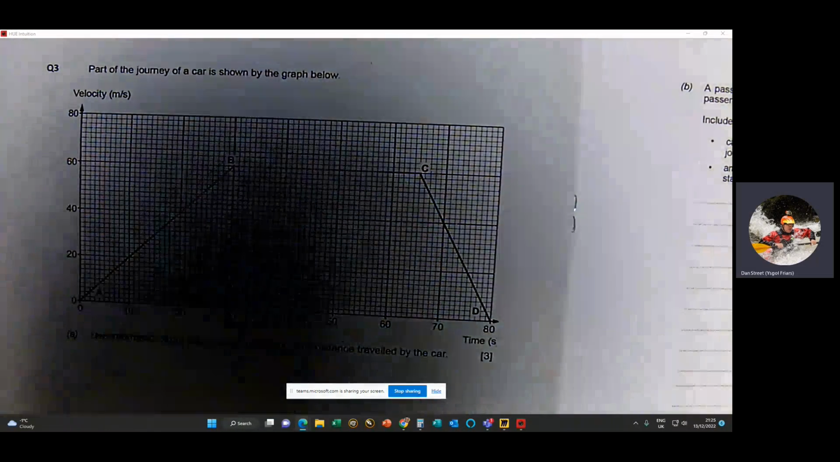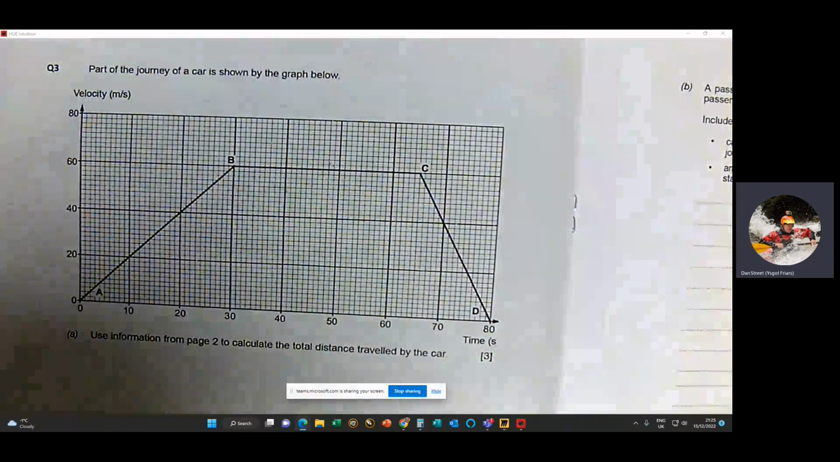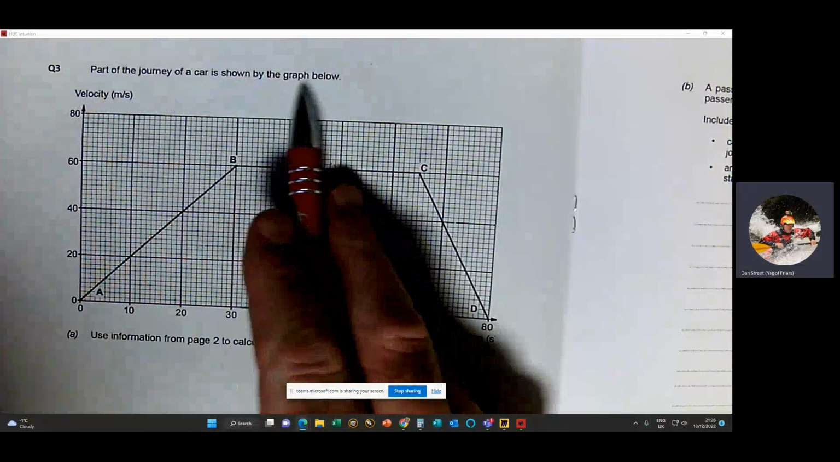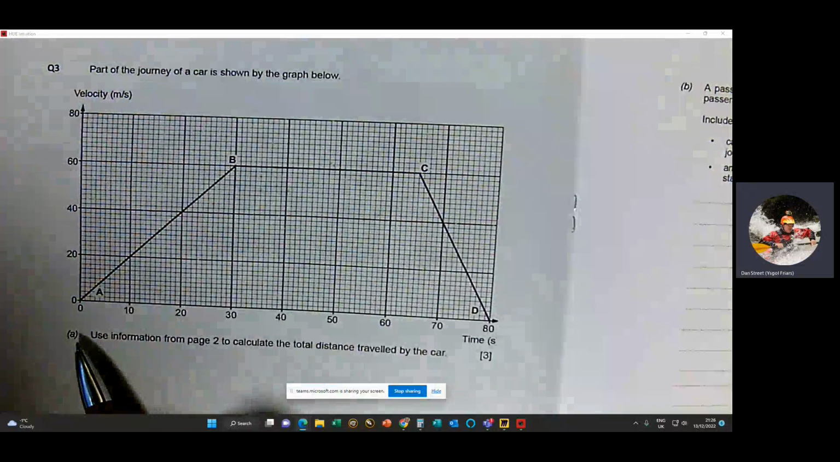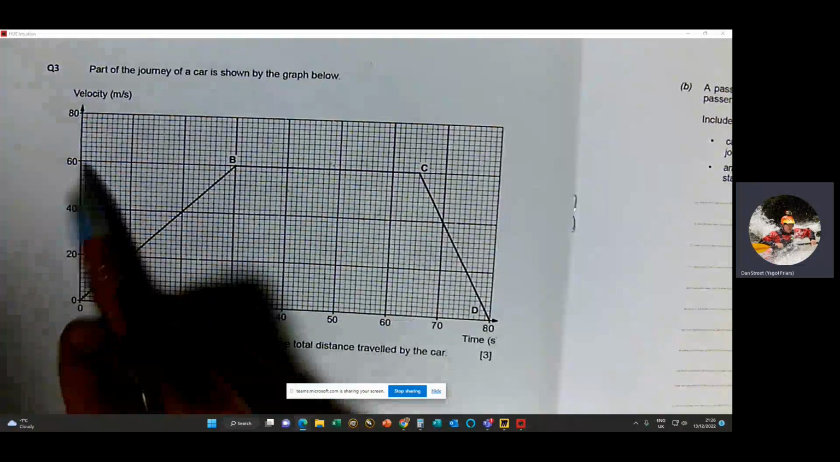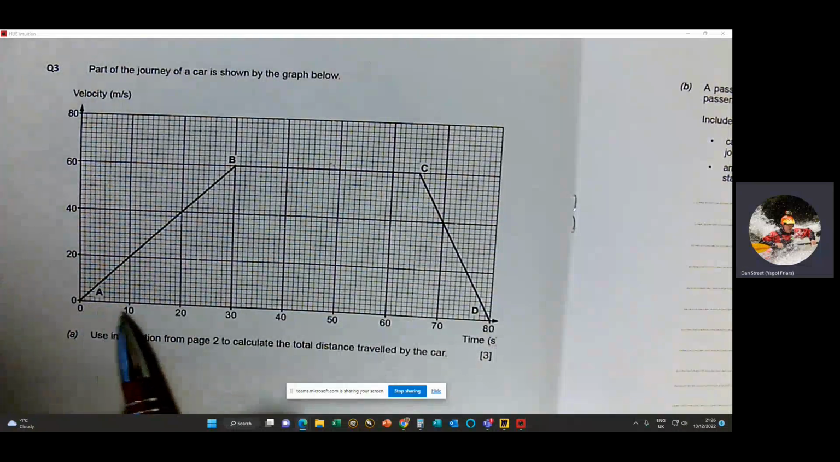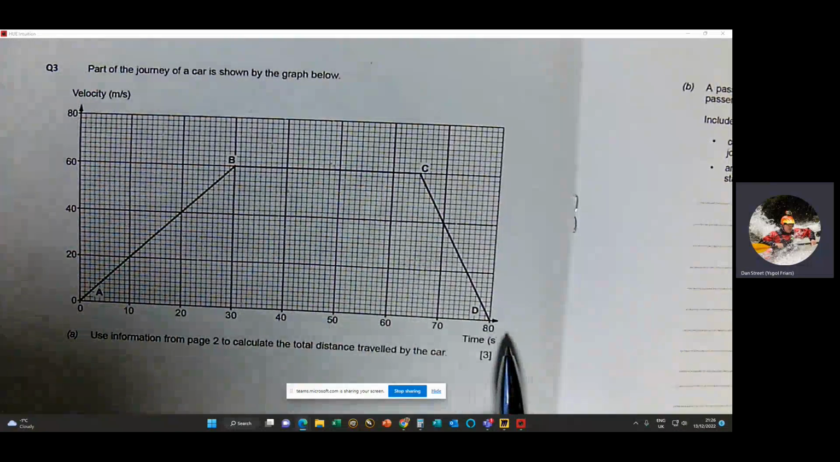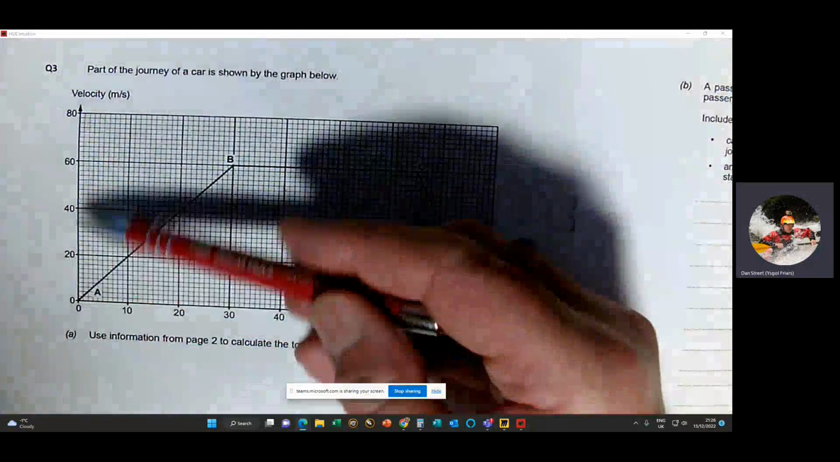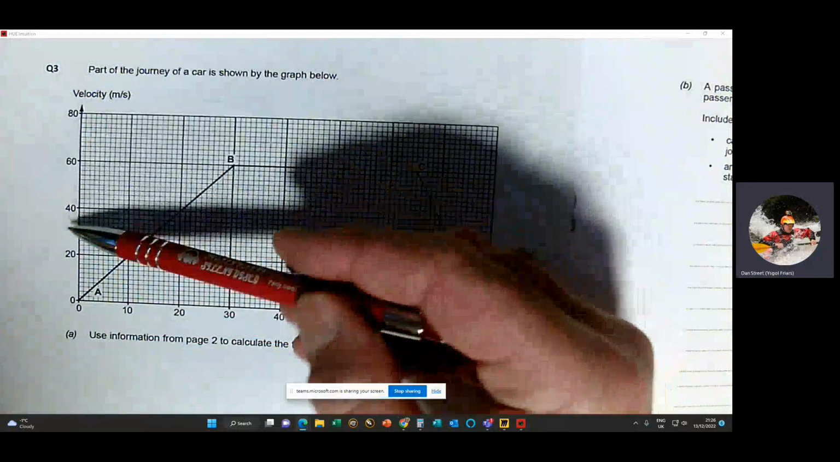Okay, so this is mock hire question number 3. Part of the journey of a car is shown by the graph below. So we can see that this is a time velocity graph. Here we've got the start of the journey, and the journey lasts for 80 seconds. On the side here we've got the velocity measured in meters per second, or the speed.